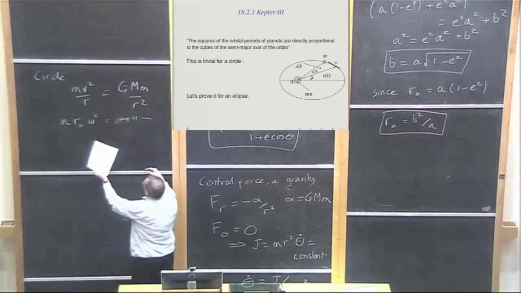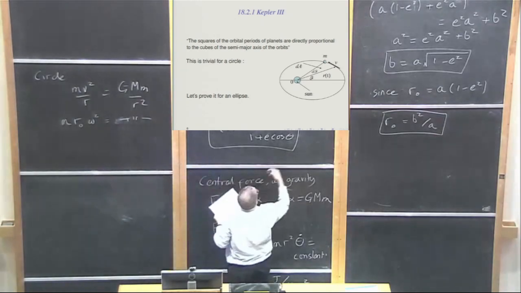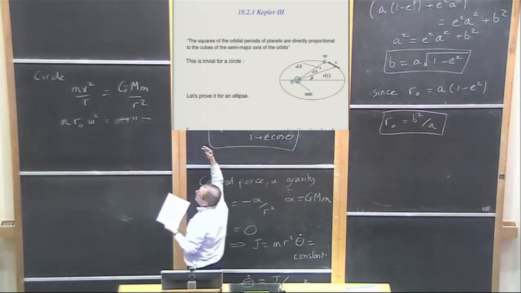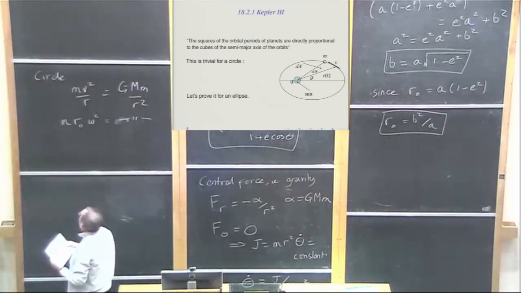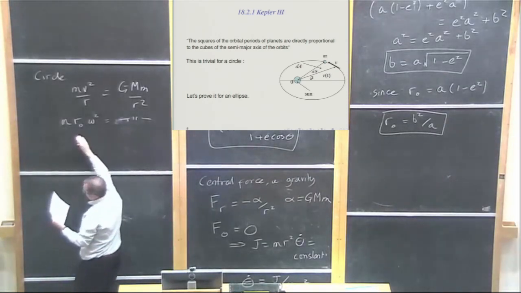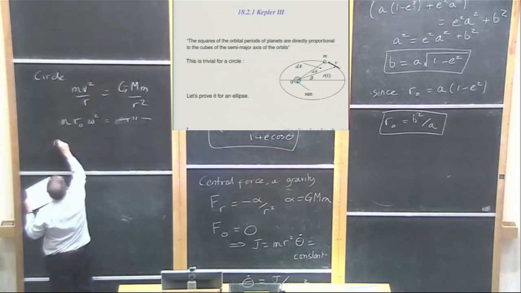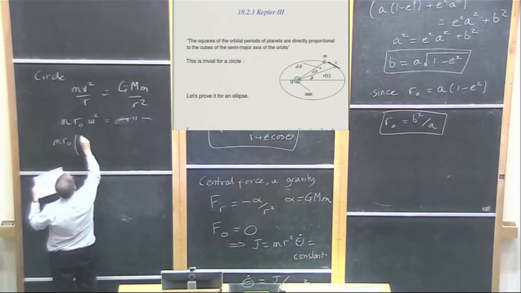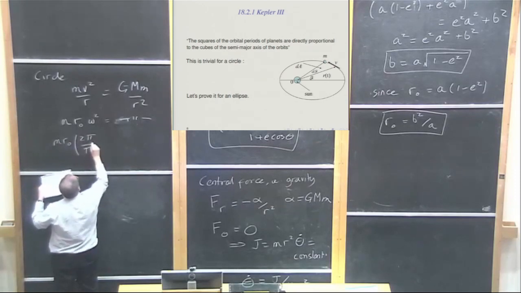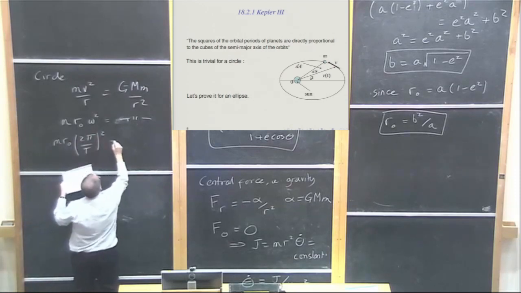So R0, which is in our equation for the ellipse, as I showed you earlier, in the case where E equals 1, that is just the radius of the circle, hence this. So if I write this in terms of the period of oscillation, this is 2 pi over T all squared equals this.